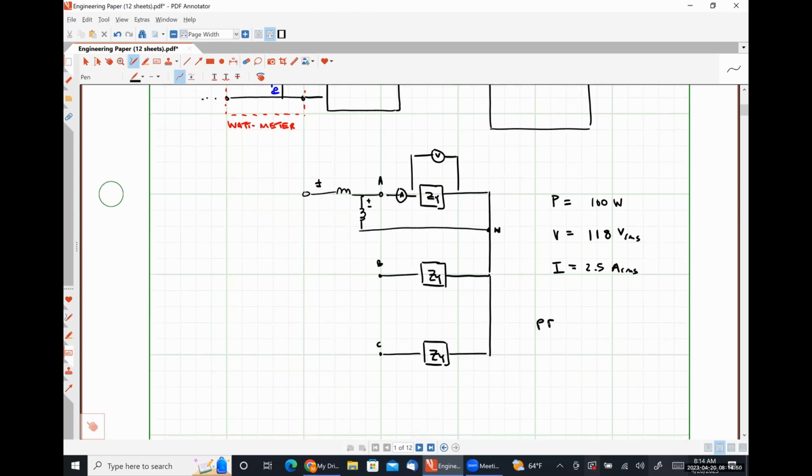Our power factor in this case would just be P over V times I, the reading from the voltmeter and the reading from the current meter. From that, we could get our power factor angle and all that kind of good stuff. We wouldn't know necessarily whether it was positive or negative, but we could take an educated guess if we knew something about our load.